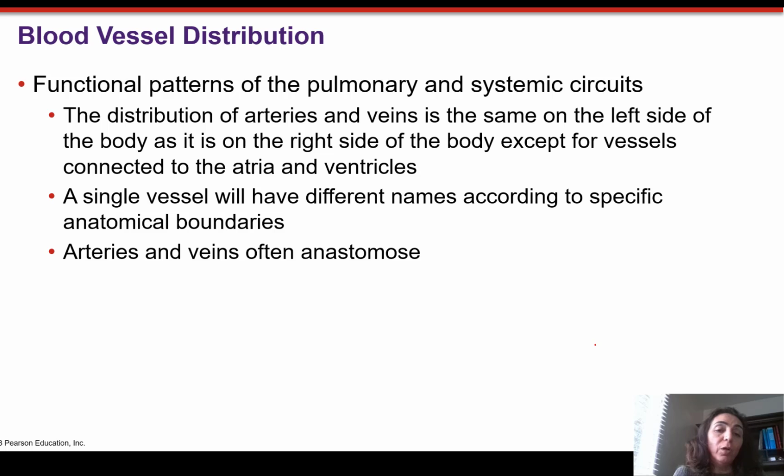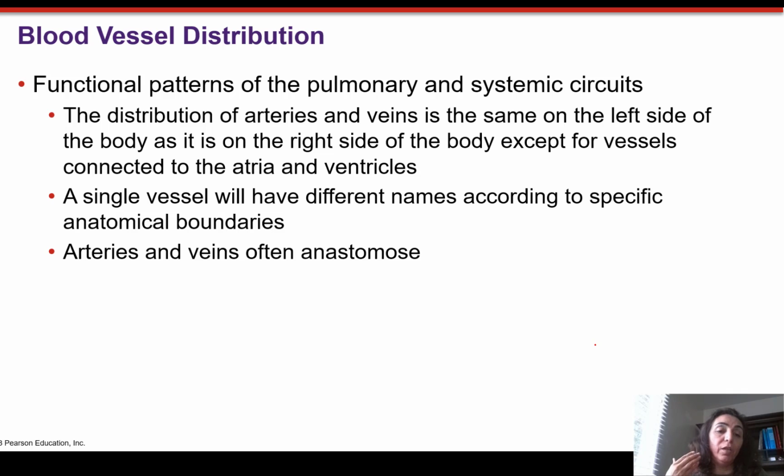Now the distribution of arteries and veins is the same on the left side of the body as it is on the right side of the body, except for vessels connected to the atria and ventricles. They are a little bit different, right? So a single vessel will have a different name. Just to emphasize what we said about the vessels connecting to the atria and ventricles, we have discussed that before in the heart, right?